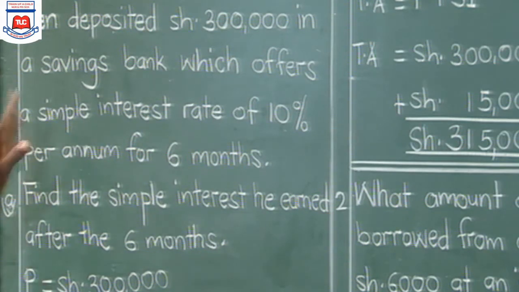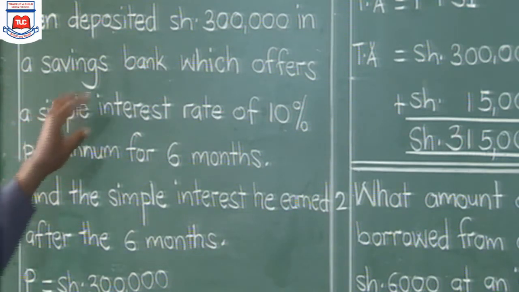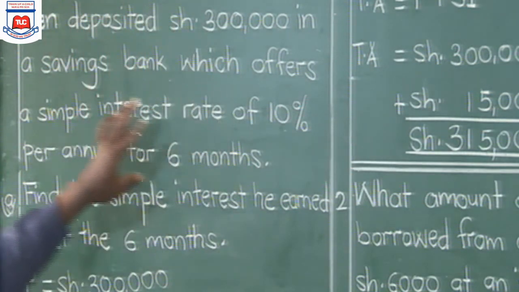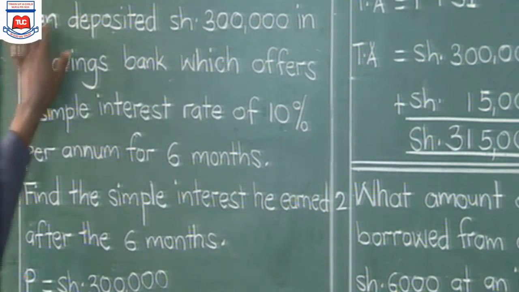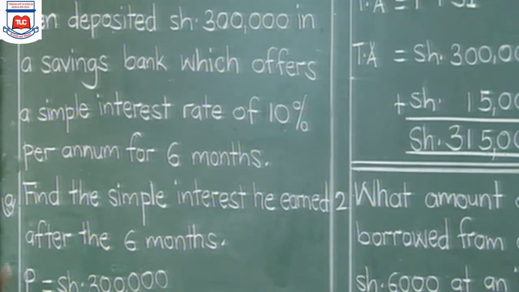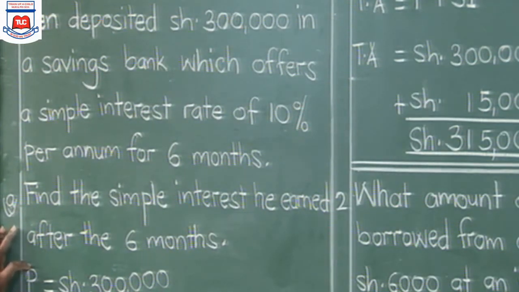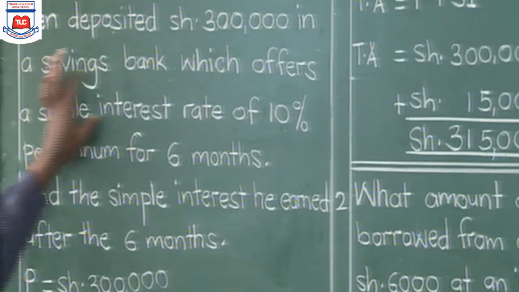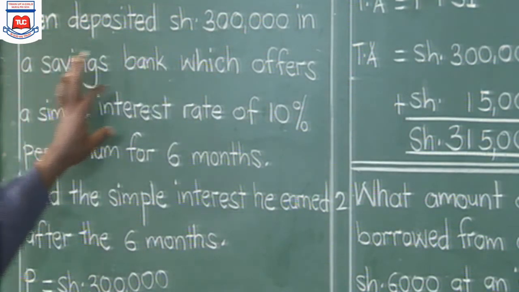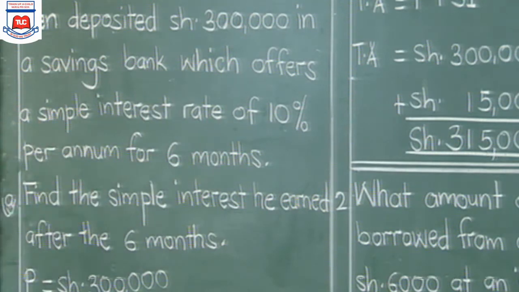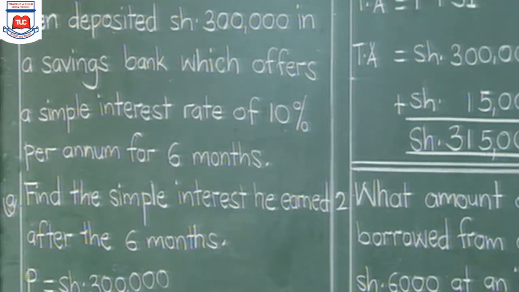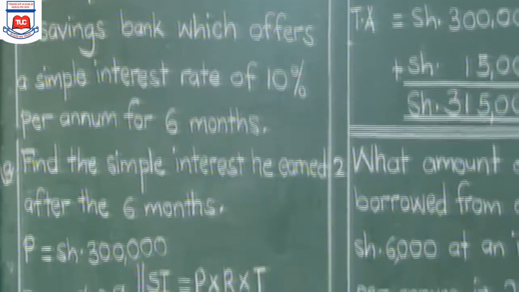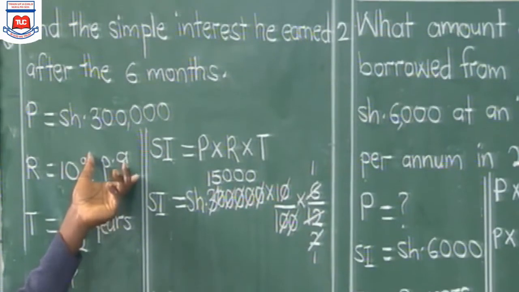I say if you first interpret them in terms of simple interest, principal, rate, time, and total amount. The fact being that Ben deposited 300,000 shillings, that is termed as principal. So principal is equal to 300,000 shillings in a savings bank, which offers a simple interest rate of 10% per annum. That is, rate equals 10% per annum.